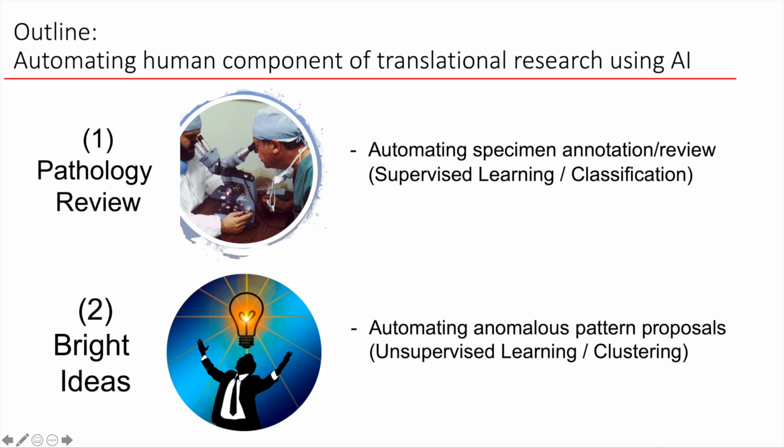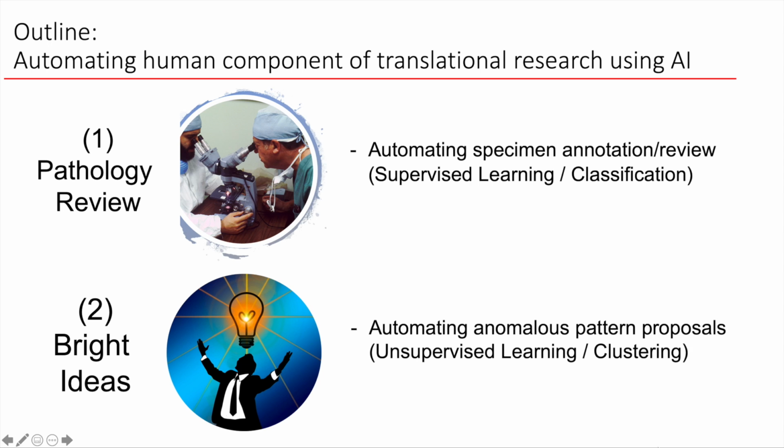So the outline of this talk is really to show how we can automate some of those challenging components of translational research using AI. And there's 2 key components that I want to talk to you about today. One is automating the pathology review. Can we automate specimen annotation and review using what I call supervised learning or classification tools?